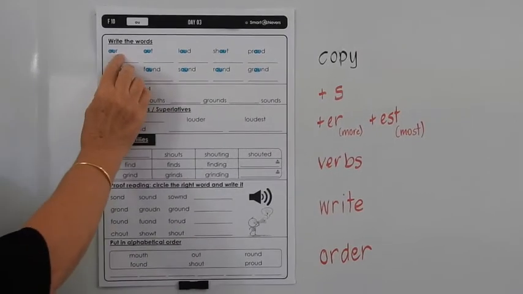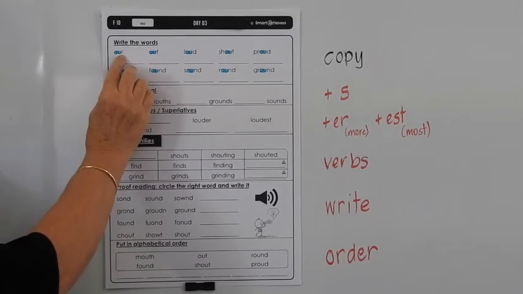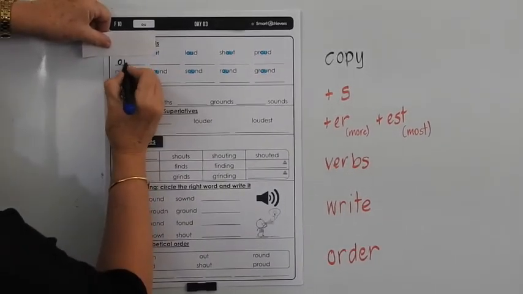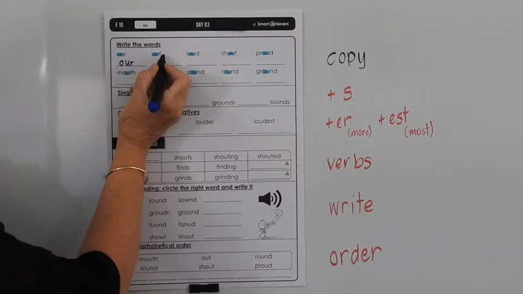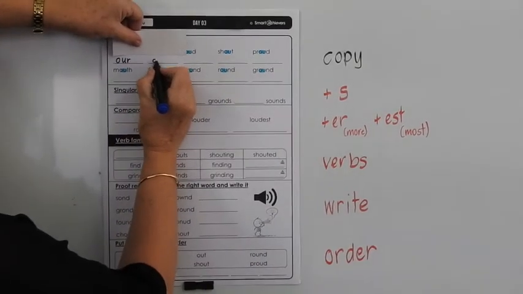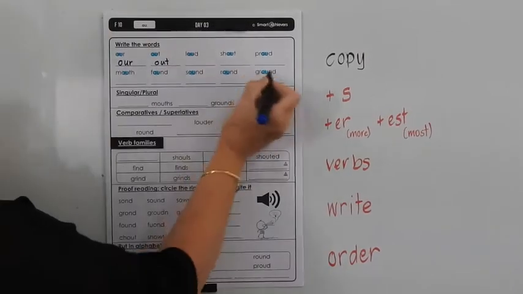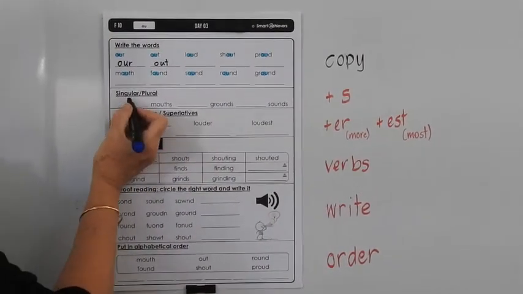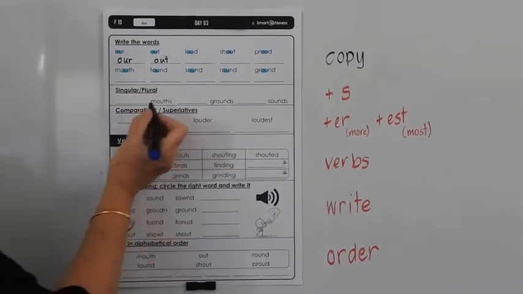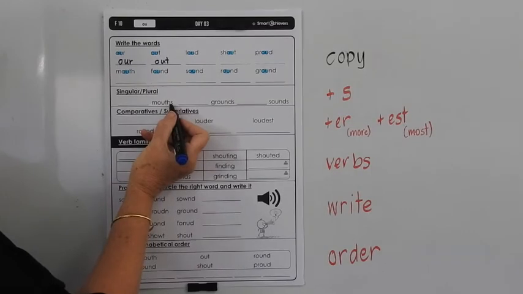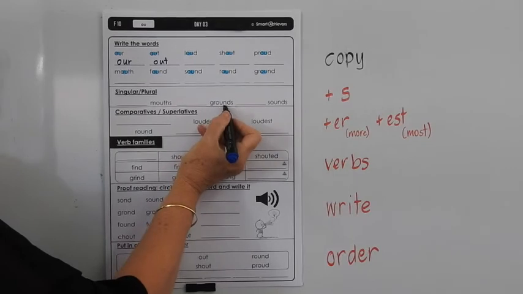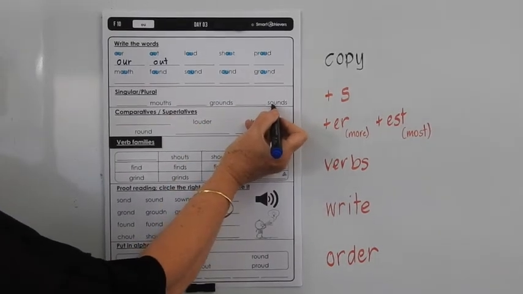So we've got our, O-U-R, cover it and write it. Out, O-U-T, cover it and write it. You can finish that on your own. Here we've got singular and plural. Singular means one, plural means more than one. So if they've given us the plural of mouths, you have to write the singular. Write the singular for grounds and write the singular for sounds.